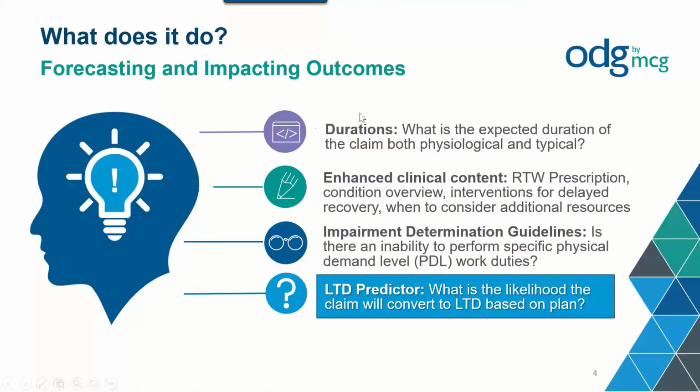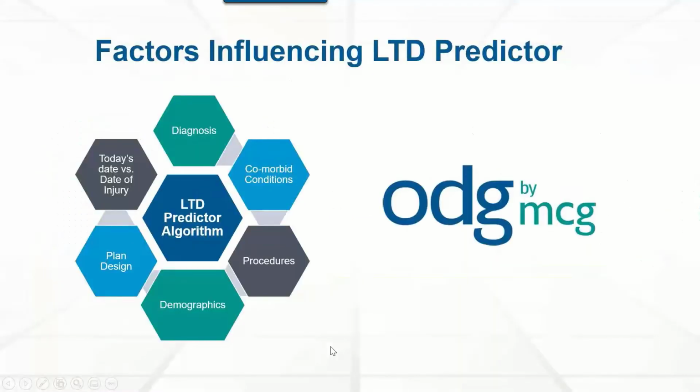First, disability duration or time away from work. Second, enhanced clinical content like questions around collaborating for recovery and social determinants of health. Third, impairment determination criteria to determine if and when claimants can return to their jobs, whether they have a medical diagnosis that doesn't necessarily mean they can't work. And IDC will help you answer those questions. Our focus today will be the LTD predictor.